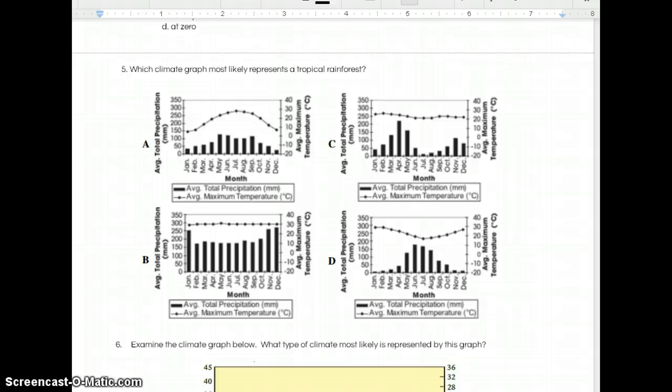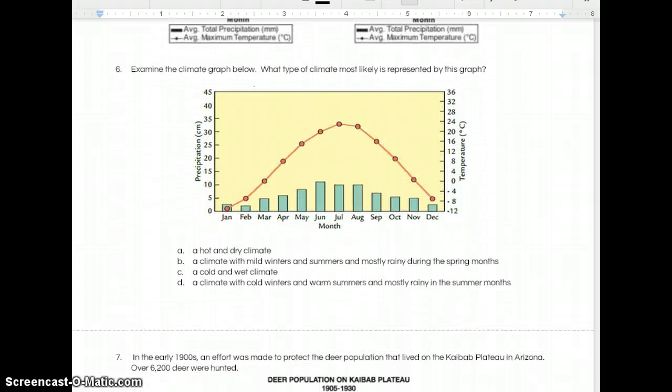Number 5. Which climate graph most likely represents a tropical rainforest? Number 6. Examine the climate graph below. What type of climate most likely is represented by this graph?